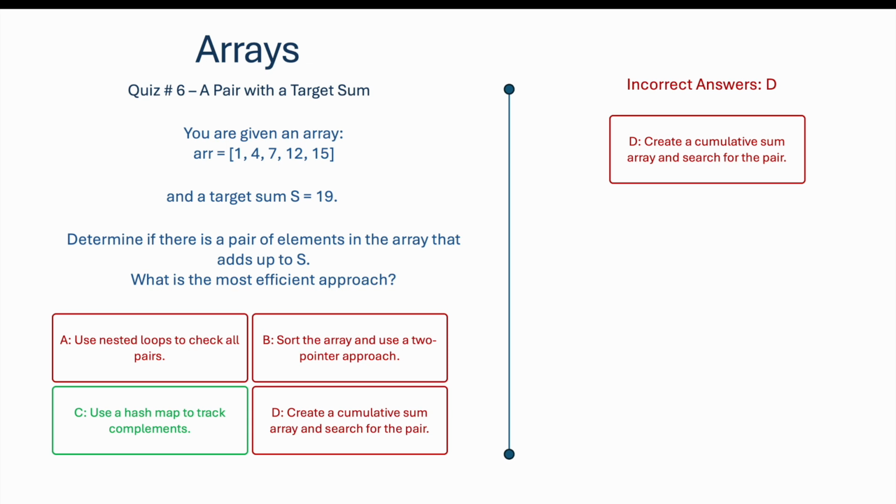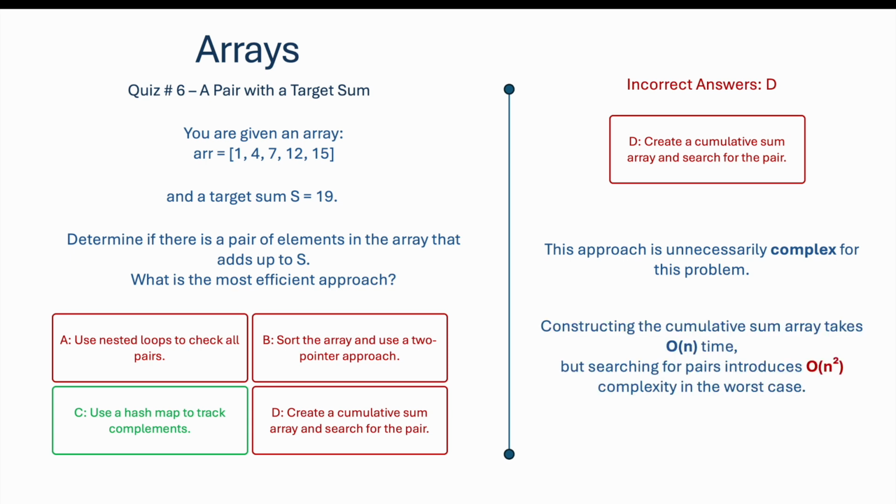Option D, create a cumulative sum array and search for the pair. This approach is unnecessarily complex for this problem, and constructing the cumulative sum array itself takes order of n time, but searching for the pair introduces order of n squared in the worst case scenario.